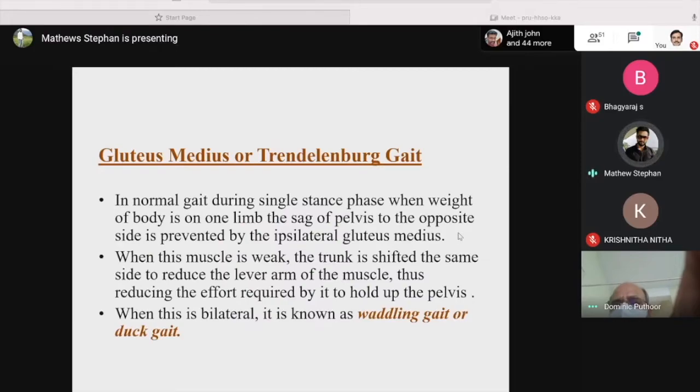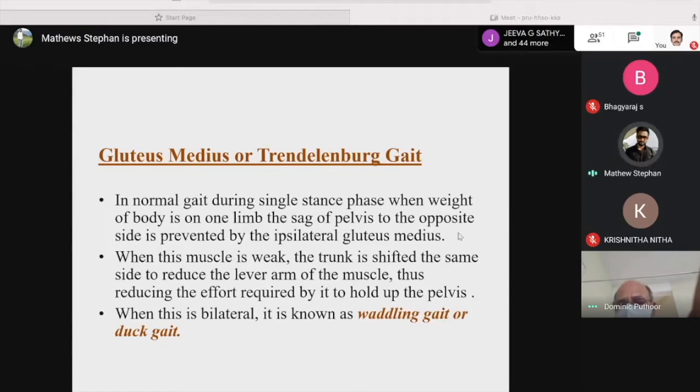Next, coming to gluteus medius or Trendelenburg gait. In normal gait, during single stance phase, when the weight of the body is on one limb, the sway of the pelvis to the opposite side is prevented by the ipsilateral gluteus medius. When the muscle is weak, the trunk is shifted to the same side to reduce the lever arm of the muscle, thus reducing the effort required by it to hold up the pelvis.